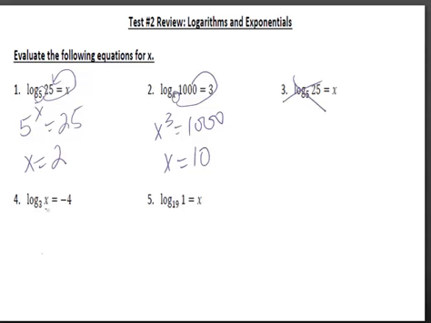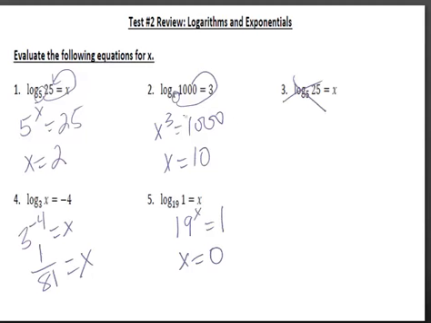Number 4, same thing. You would do 3 to the negative 4 equals x. Alright, 3 to the 4th is 81. The negative makes it a fraction, so it'd be 1 over 81 equals x. If you didn't know that, type that in your calculator so you know the answer. Okay, in this case, it's going to be 19 to the x equals 1. We learned that anything to the 0 power equals 1, so x must be 0. Alright, those are pretty simple. I think most of you are doing pretty well with that.